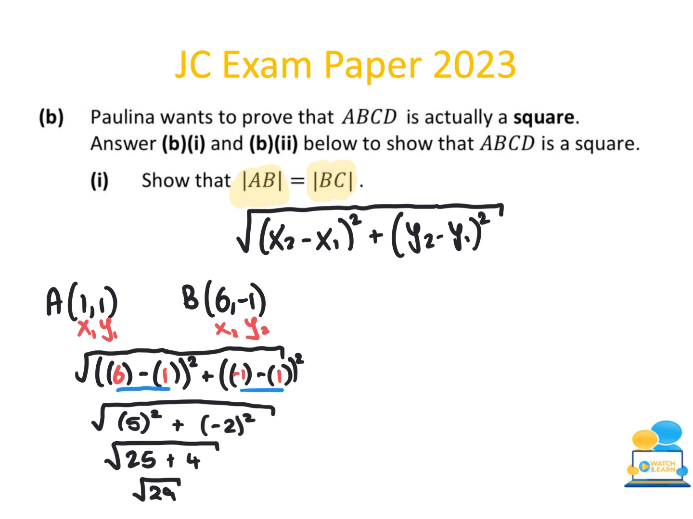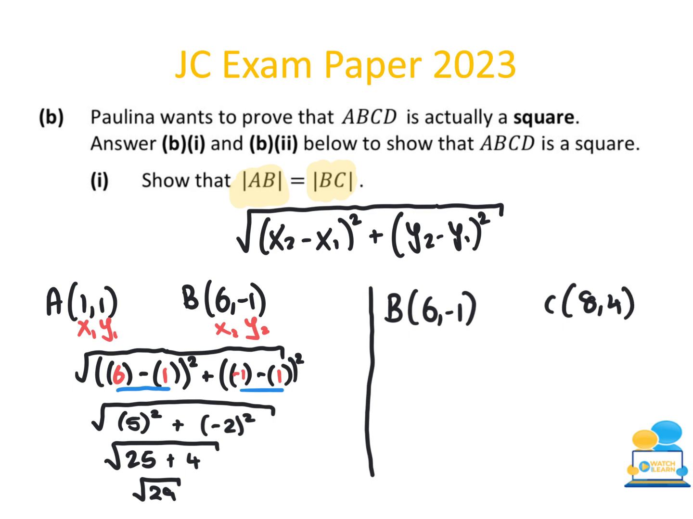Moving on to the second part of the question, I now need to show the distance between B and C. And hopefully I will get out the square root of 29 again, which helps me show that this is a square. So again, I'm going to rewrite what my coordinates are that I'm doing. So I'm starting off with B, which is the coordinate 6, minus 1. And then coordinates of C, which is 8, 4.